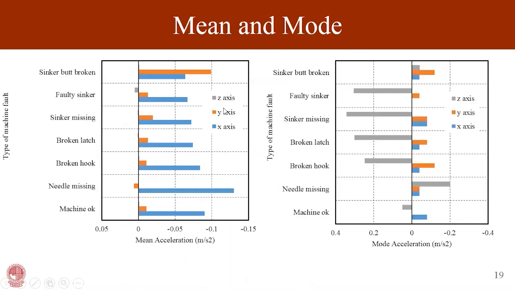Now, since our accelerometer collects vibration data from three different axes, we compile all of this data into this graph. As you can see, the mean acceleration of the three different axes does really vary during different faults. So you can see clear differences in different faults. And in terms of mode acceleration, it's the same case. You can see that in three different axes, the vibration amplitude changes.